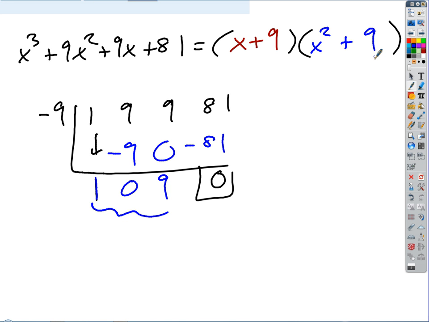Now we have to ask ourselves, can we go any further? Can we? What's the pattern that's going to work then? Is there a sum of squares pattern for us to use? That's the one that doesn't exist, so we can't go any further. If that were x squared minus 9, we could. But that's as far as we can go, that's our answer.